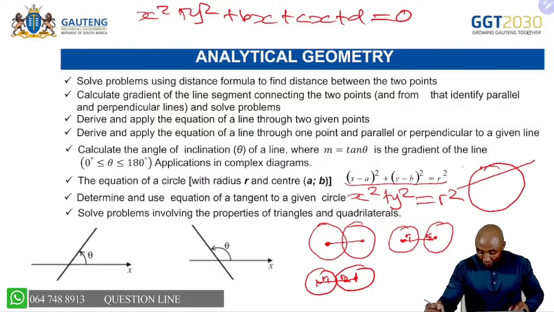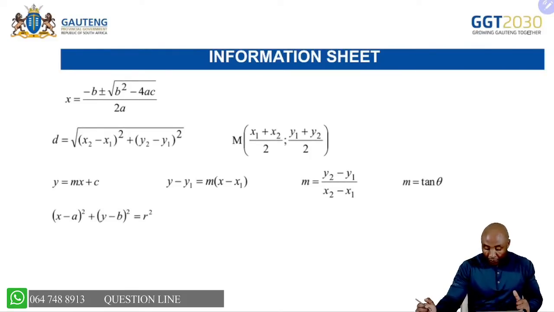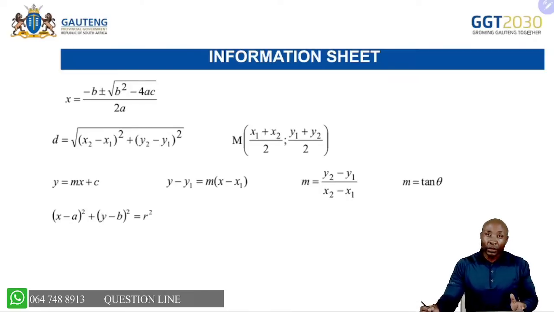Now we will move along and look at our information sheet. We know the formulas that we are supposed to use in analytical geometry. Please refer to the formula page. Do not write wrong formulas because it's a common mistake. People write the distance formula with a plus and write the midpoint formula with a minus between the 2 points. Please, let's use our formulas.